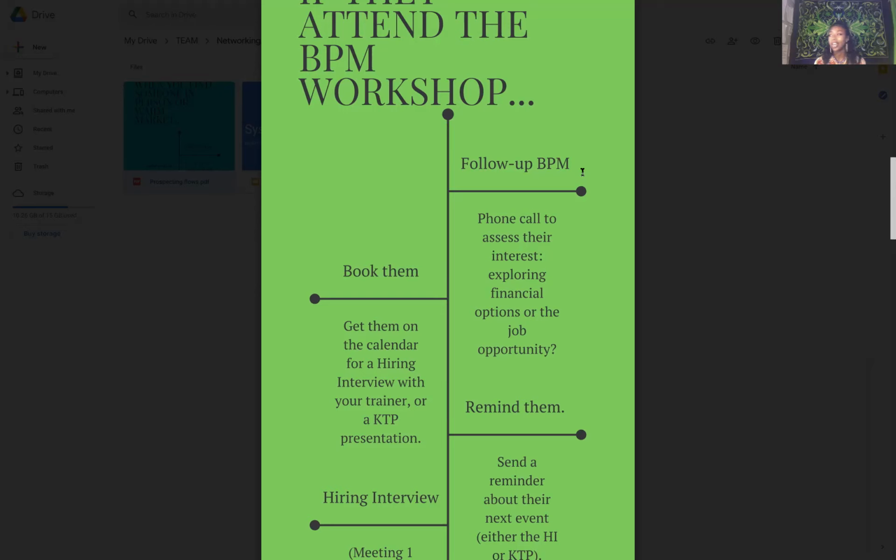You're just going to say, okay, what days are you available? What times are you available? Or you give them 3 times that they can choose from. And then once they let you know, you coordinate with your trainer, make sure your trainer is available at that time. And then you get them on the calendar again.